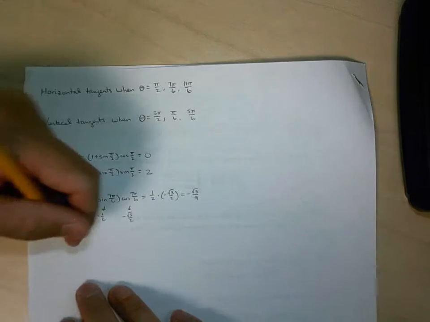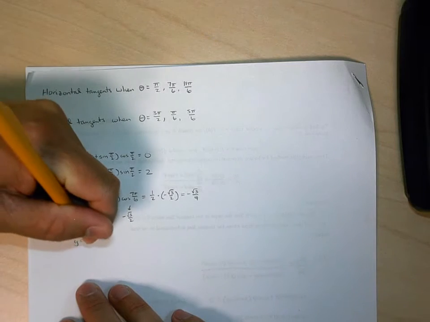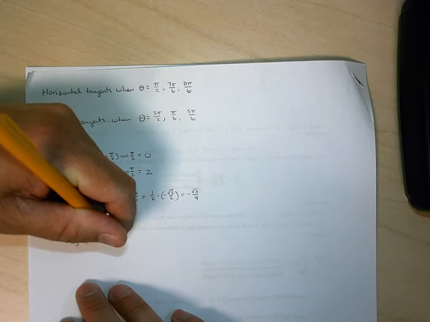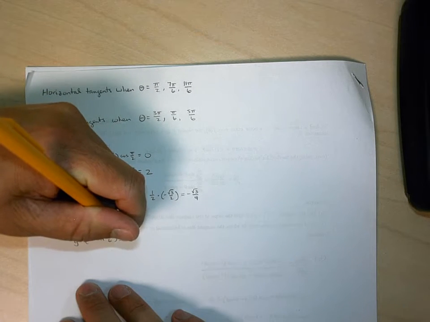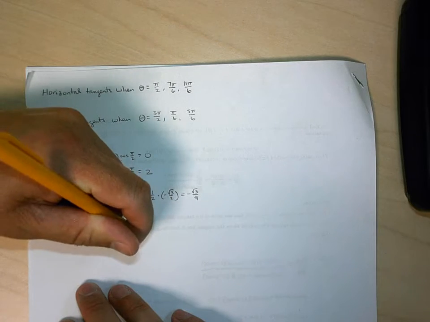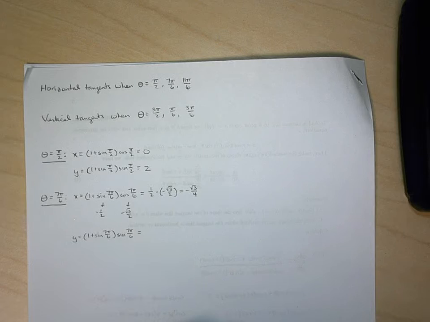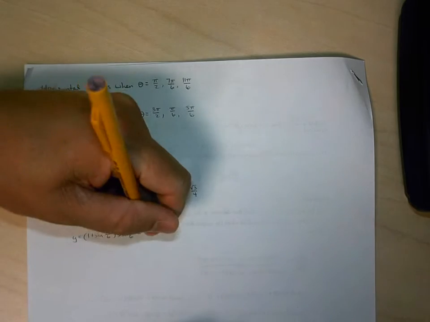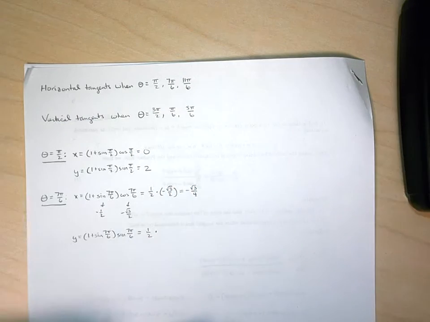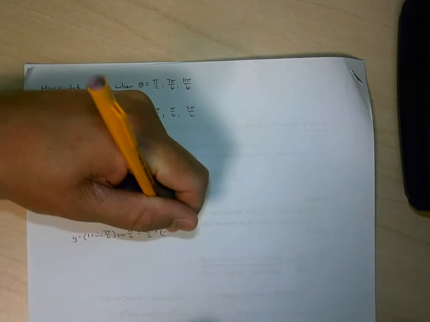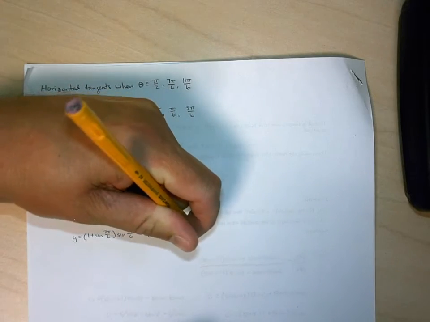For y, I have 1 plus sine of 7 pi over 6 times the sine of 7 pi over 6. Well, we've already done these calculations for the most part. The parentheses will again be 1/2 because it's 1 minus 1/2. Sine of 7 pi over 6 is negative 1/2. So I'm looking at negative 1/4.